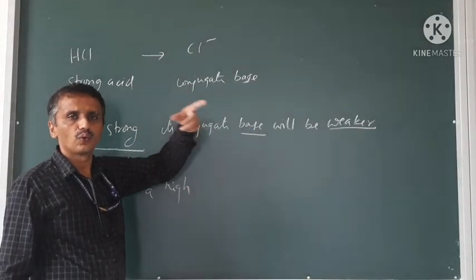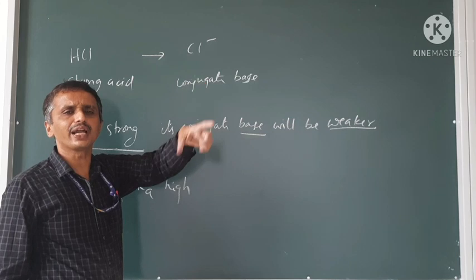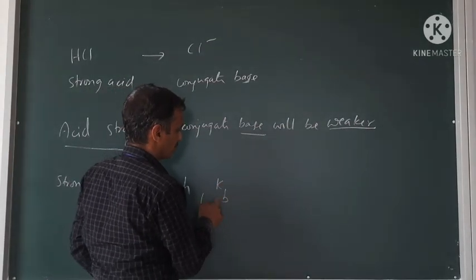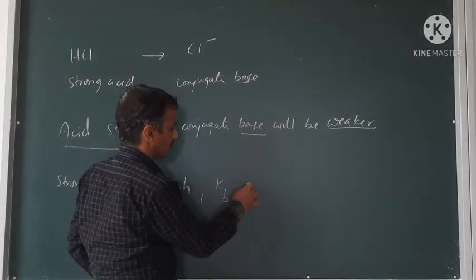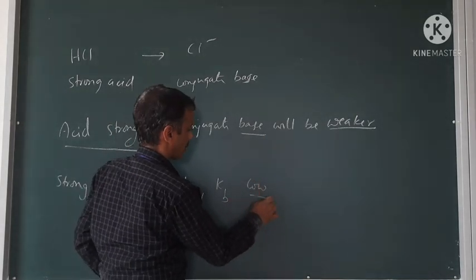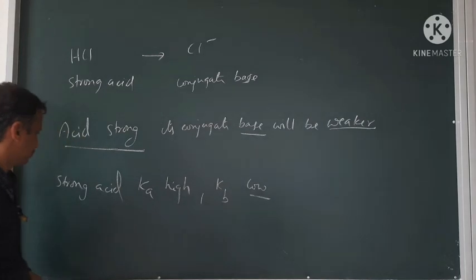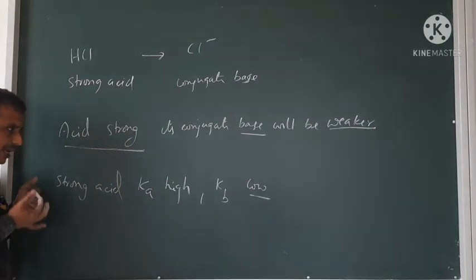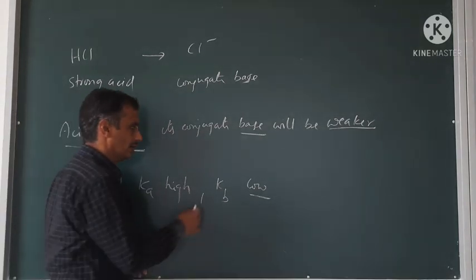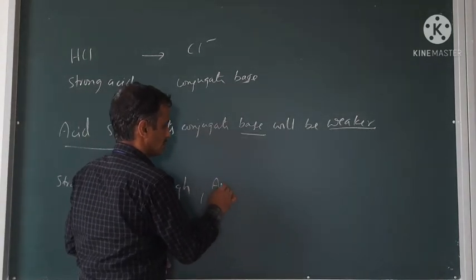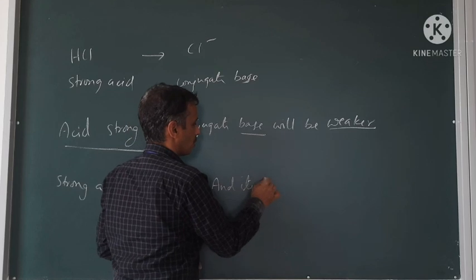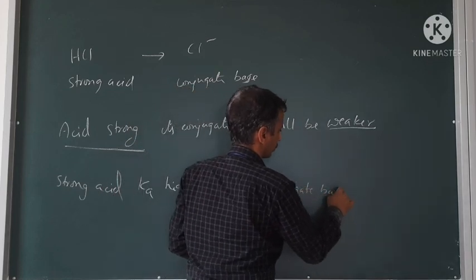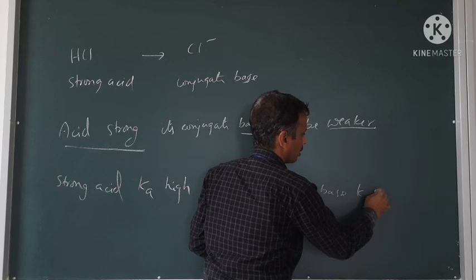Whereas its conjugate base will be weaker. For this, the dissociation constant for the base, written as Kb, will be low. Note this point. For the strong acid, Ka will be high and its conjugate base Kb will be low.